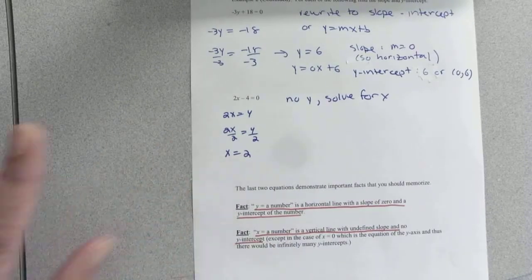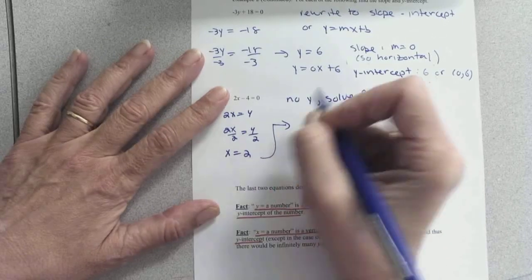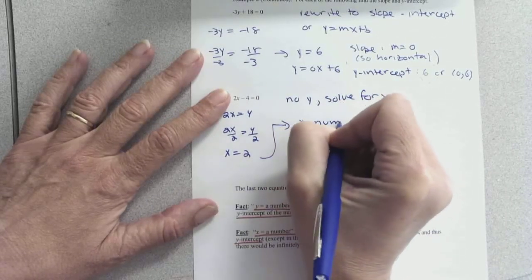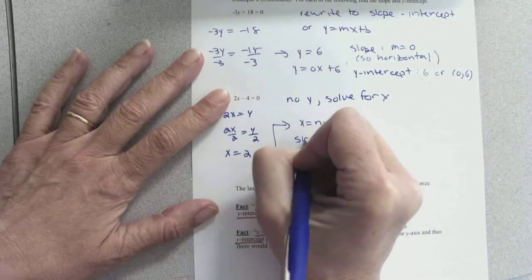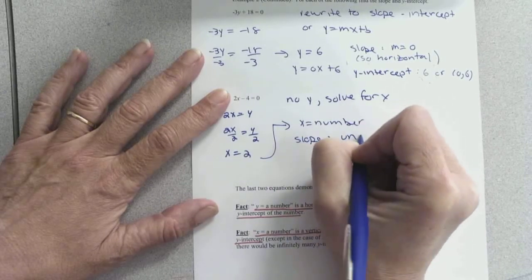So once I know that, I now have x equals a number. So we automatically know that the slope is undefined.